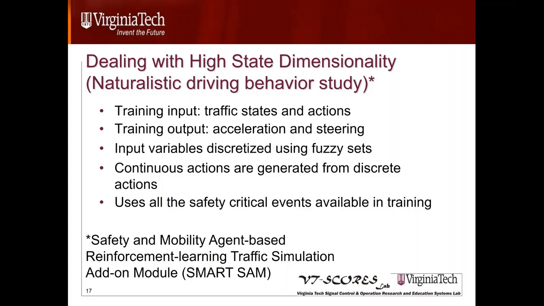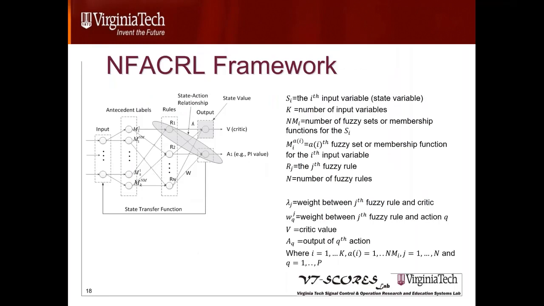So we used fuzzy logic and fuzzy sets to discretize them. And that was the work of one of my former students, Linson Chong, and others, Brian Higgs and others. Then we have continuous actions that are generated from discrete actions, and we use all the safety critical events from the naturalistic driving data. So here we came up with the safety and mobility agent-based reinforcement learning traffic simulation add-on model, or SMART SAM.